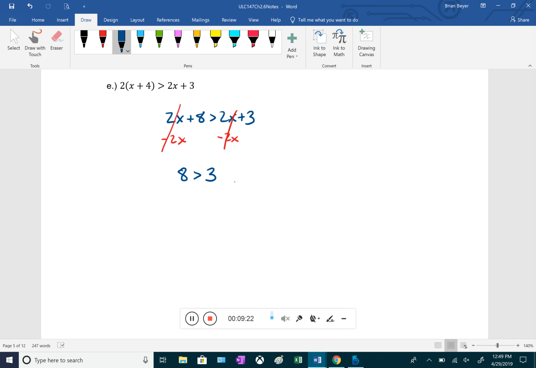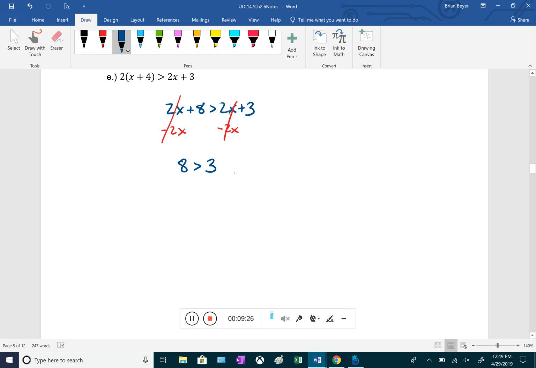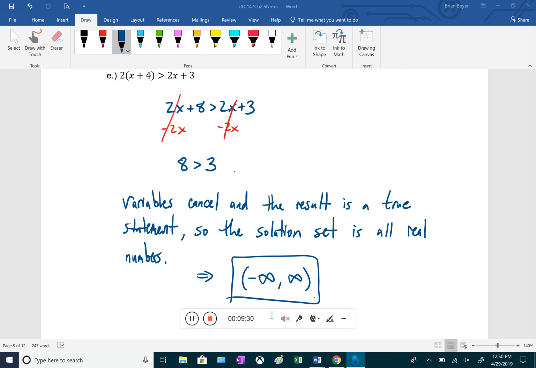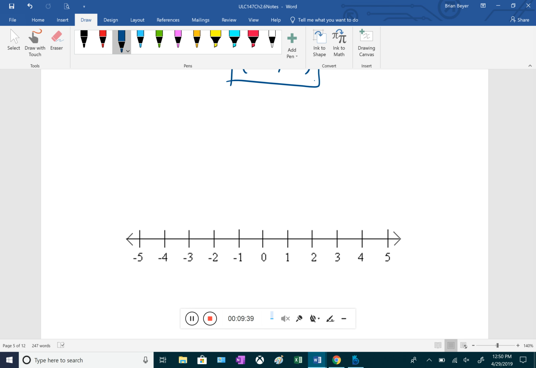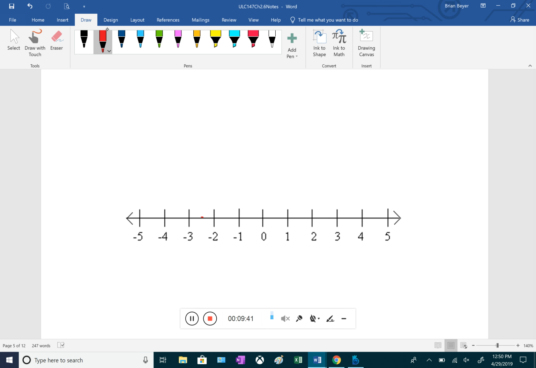Whenever that happens, that means the solution set is going to be all real numbers, so -infinity to +infinity. No matter what value for x we plugged in, that statement would always be true. So on the number line, all you would have to do here is draw a line with arrows on both sides. That just represents all real numbers.